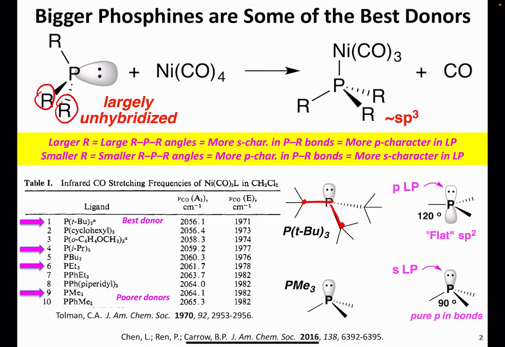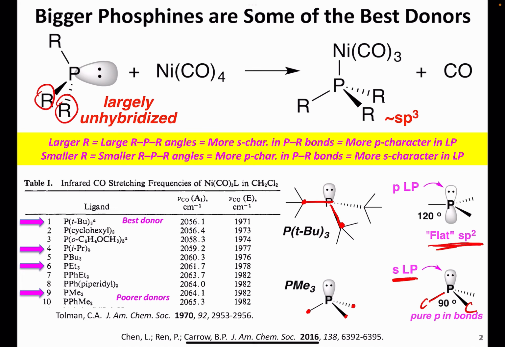If we now look at something like trimethylphosphine, you now have very small methyl groups. The methyl groups don't have to really move away from one another. And in the extreme case, if the C, P, C angles were 90 degrees, that would be pure P character in the individual bonds. That would leave the lone pair with a large degree of S character. And so in really big phosphines, the phosphorus center starts to flatten out and almost look like it's sp2.